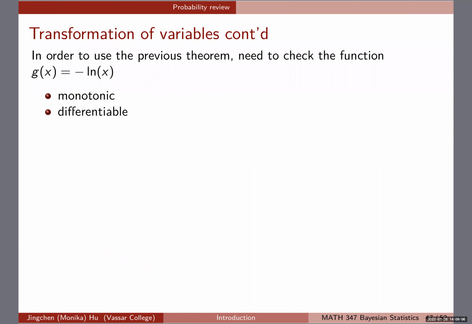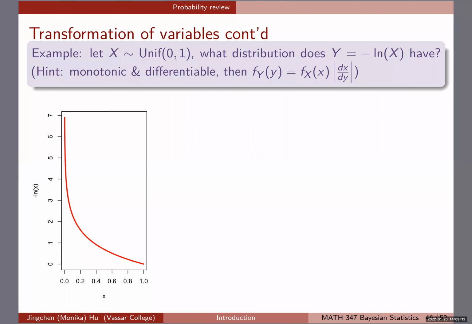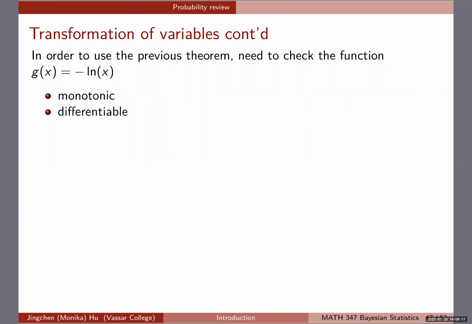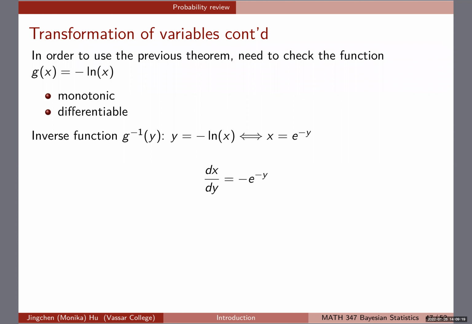First of all, we check this g(x) function, which is negative ln x, and it is monotonic and differentiable. That's what this figure is here for, just to give you a sense. Because of that, we are able to get the inverse function, g inverse of y. We know that y is negative ln x. So if I take the exponent of both sides and rearrange the terms a little bit, I will get x equals e to the negative y. This should be a straightforward algebra problem.